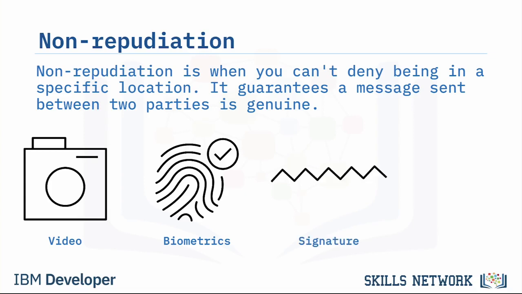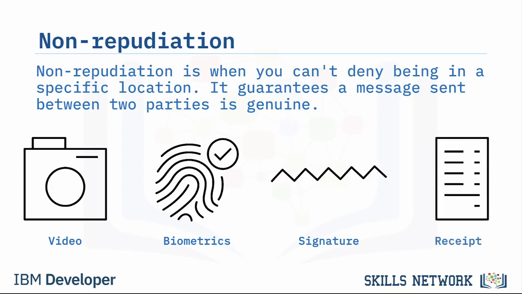Signature. When a signature is used in conjunction with a hardware token, it becomes a digital signature. This authenticates the signer. And receipt. A digital receipt proves that a message was sent from one party to another.